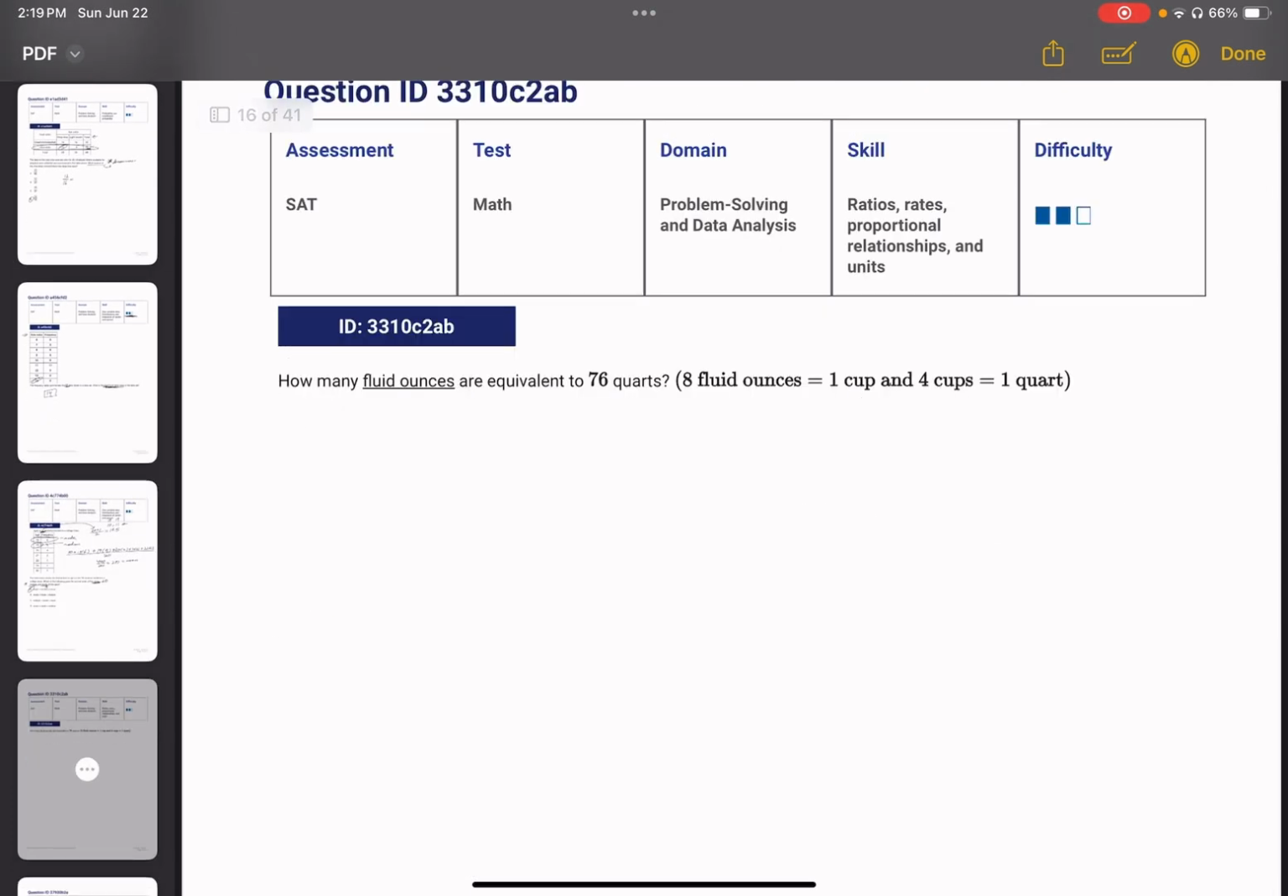So looking at this next problem, how many fluid ounces are equivalent to 76 quarts? We have our conversions over here. 8 fluid ounces is equal to 1 cup, and 4 cups is equal to 1 quart. Quickly, I'm going to rewrite these conversions as fractions because that's going to help us with dimensional analysis, which I'm going to show you in just a second. So 8 fluid ounces over 1 cup. This is also equal to 1 cup over 8 fluid ounces. Whatever you need, you can just flip the fraction because it's a ratio. And then 4 cups over 1 quart.